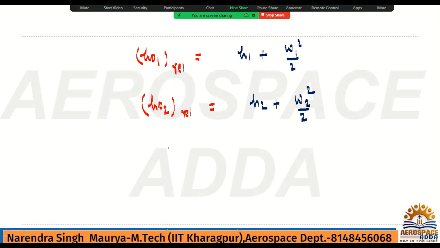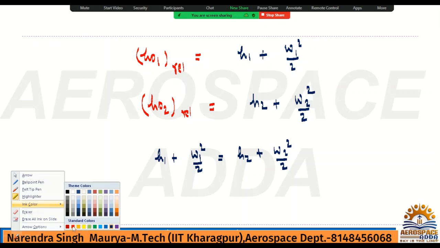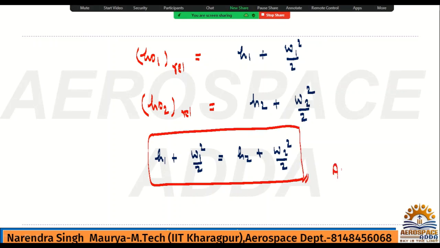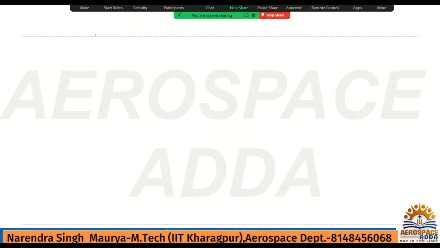So as you know, H01 is equal to H02. So what will be the formulation here? H1 plus W1 square by 2 is equal to H2 plus W2 square by 2. This is very important. This relation is very, very important across the rotor.